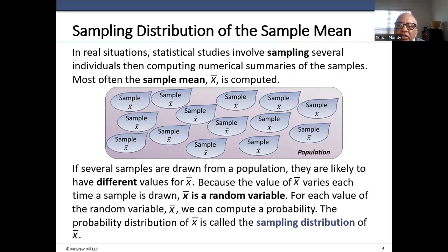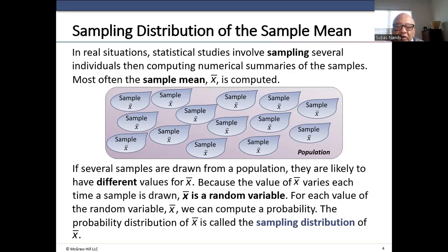Okay, and so we join the tops of the rectangles and get a bell-shaped curve, like an inverted U. This has sample mean on the horizontal axis, relative frequency on the vertical axis. That bell-shaped curve is called the sampling distribution or probability distribution of the sample means. If several samples are drawn from a population, they're likely to have different values for X bar.